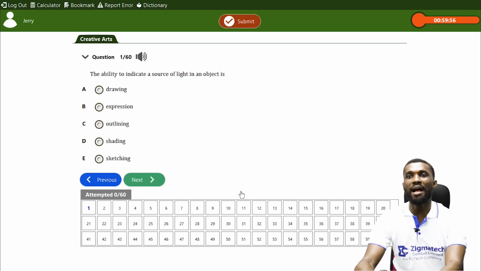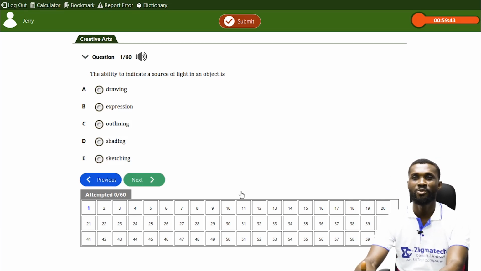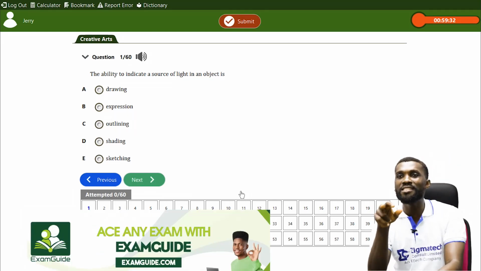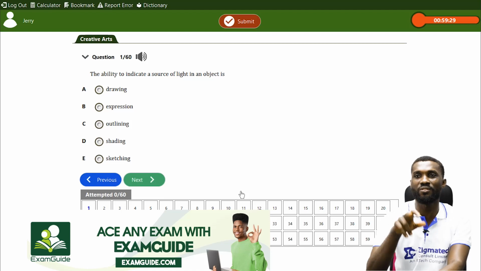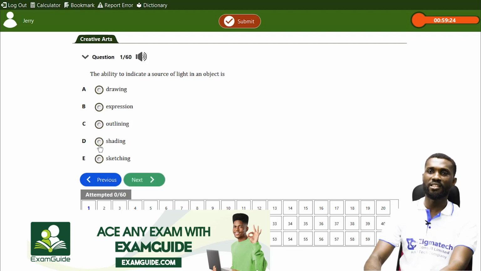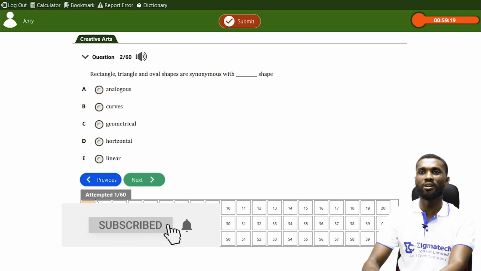Okay, the ability to indicate a source of light in an object is what? This question is so profound. Is it drawing? Is it expression? Is it outlining? Is it sketching? Or is it shading? It is shading. Shading is the ability to indicate a source of light. It is only with shading that you can actually indicate that. And that's giving us D as our answer. Okay, let's answer another one.